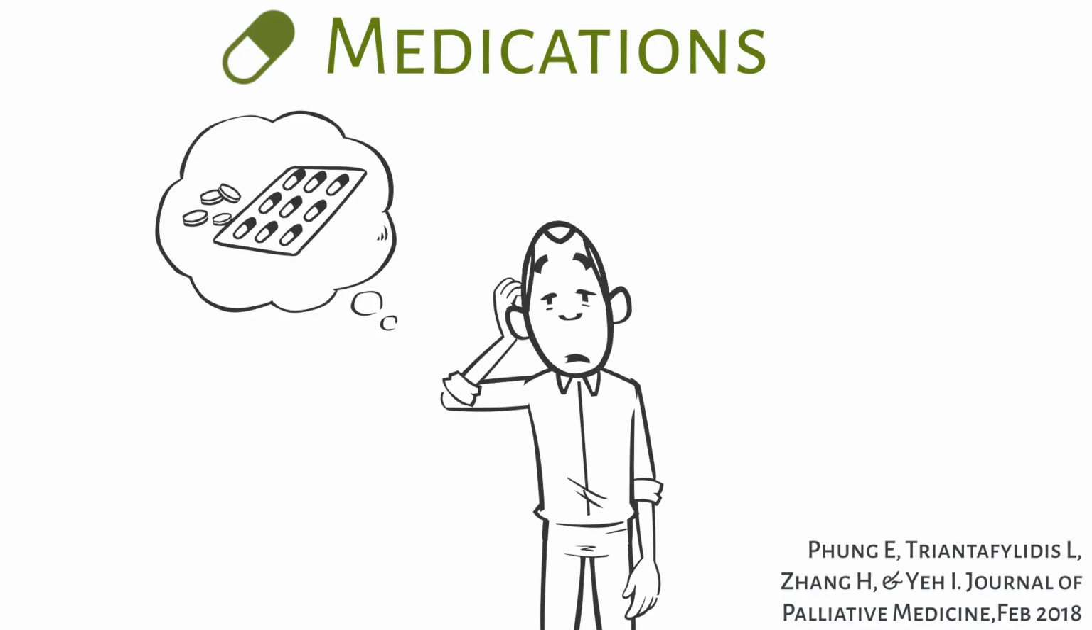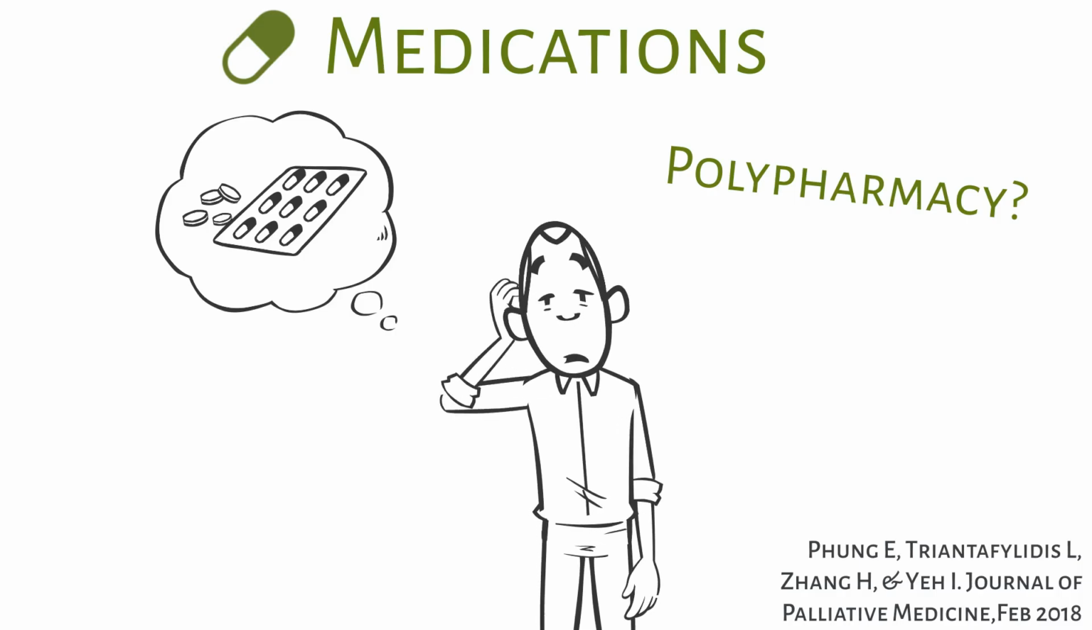Medications is the third component of the Geriatric 5 M's. We see a high prevalence of polypharmacy in older adults. Commonly, polypharmacy is the use of 5 or more medications, which poses a major risk for adverse side effects, interactions, falls, and increased mortality and morbidity rates.